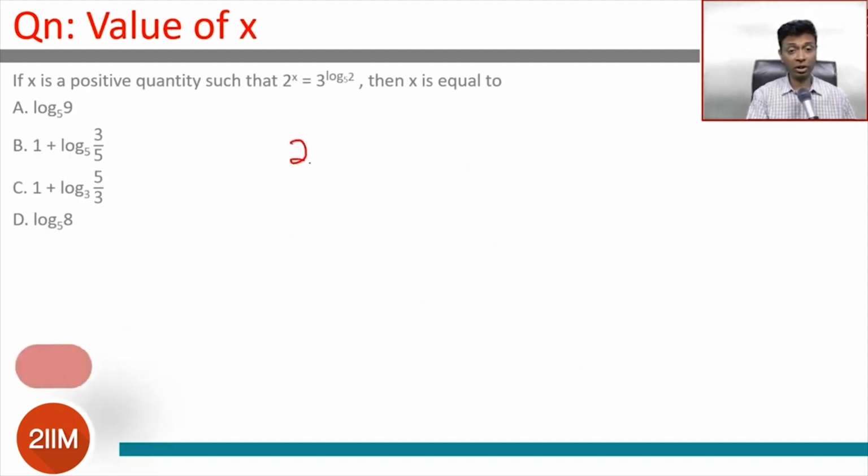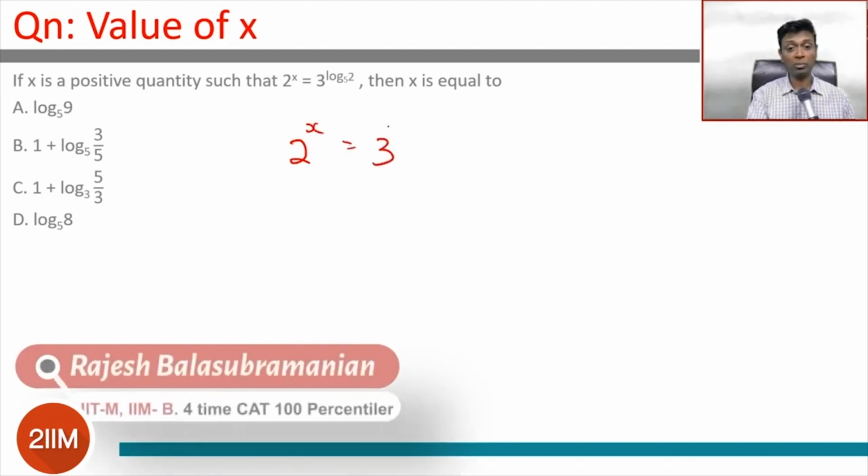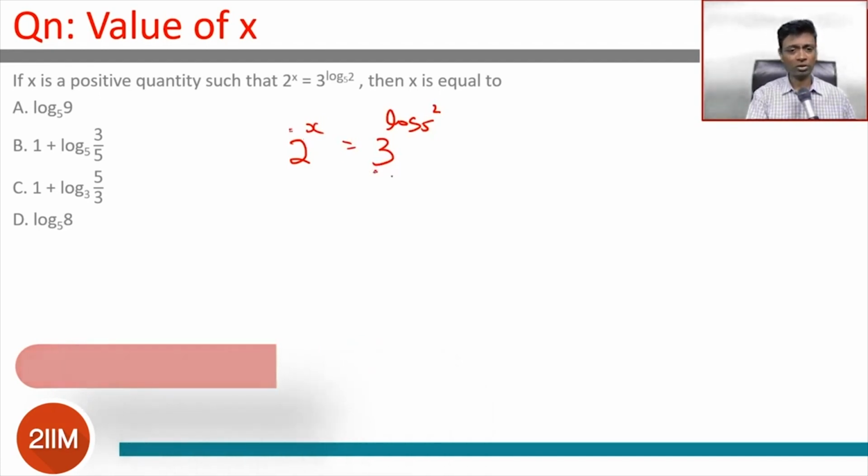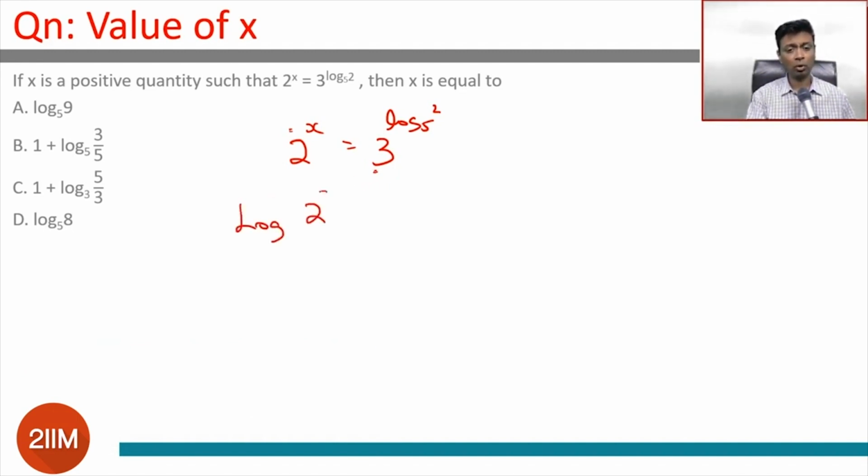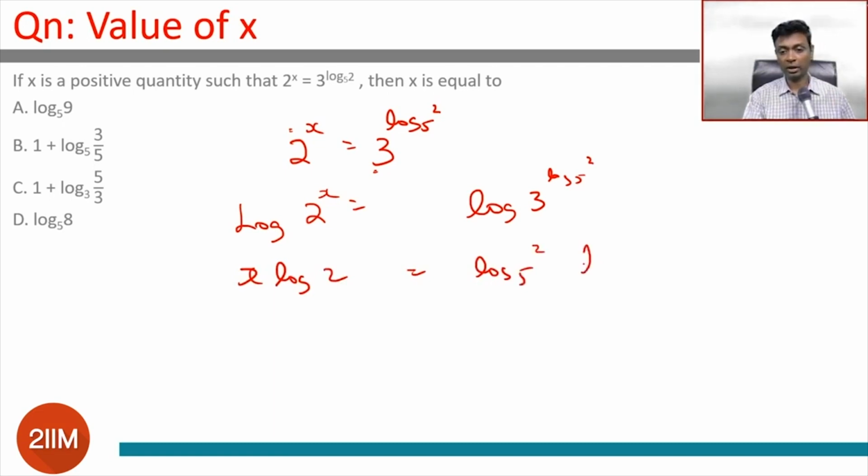Fine. So if x is a positive quantity such that 2 power x equals 3 power log 2 to the base 5. We're dealing with exponents and we're dealing with logs. One of my favorite tricks for a question like this is to take log on both sides. Log of 2 power x is log of 3 power log 2 to the base 5, or x log 2 is log 2 to the base 5 times log 3.